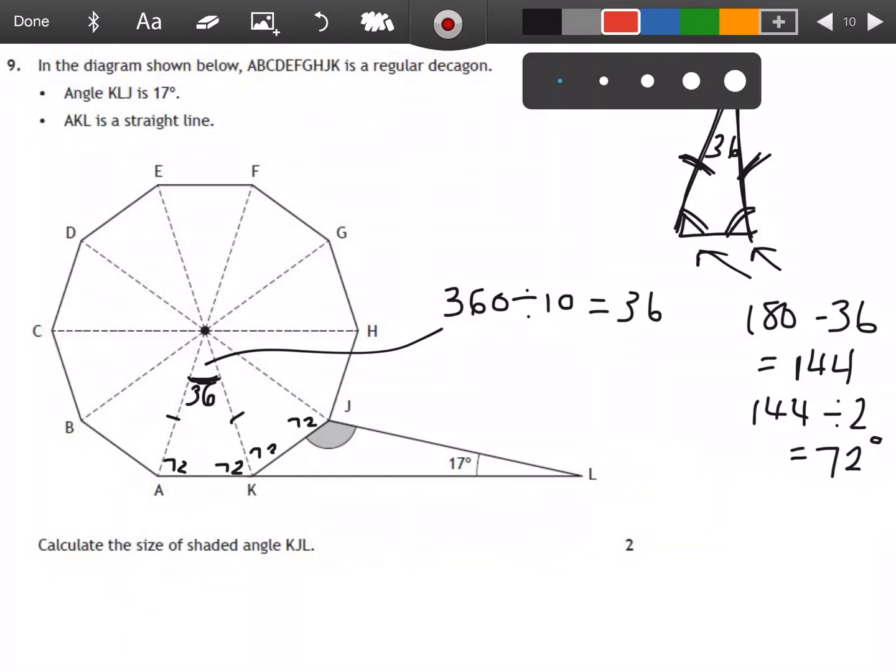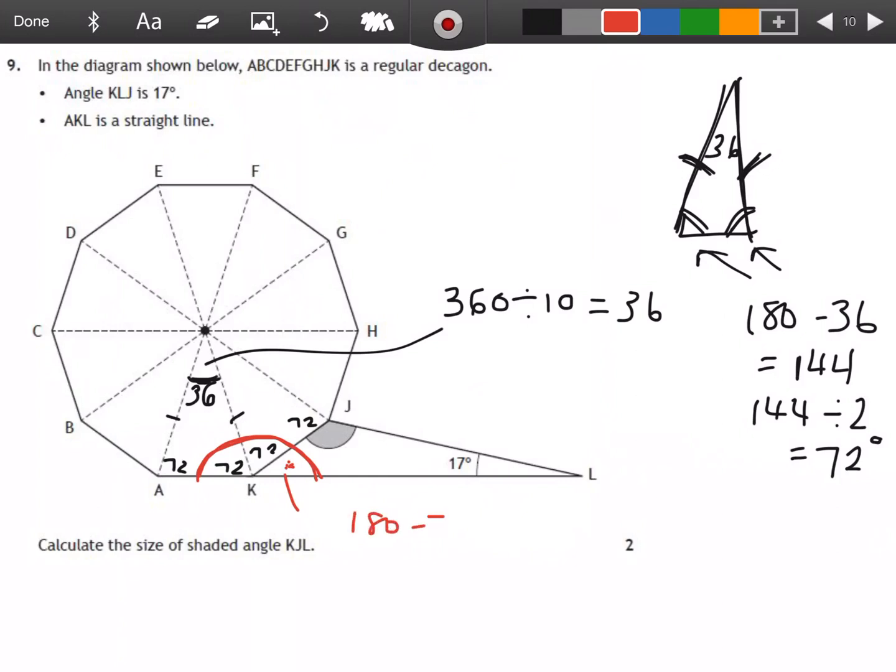I'm going to change the pen colour because I think this will help. These all together make 180. Two of them, I've just put them in as both 72. So if 72 and 72 and this one in here make 180, how do I find that one? Well, 180, take away the two 72s, which gives me 36. So that's 36. Okay, how do I find this one?